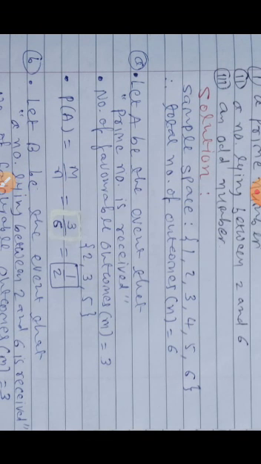Whatever main part should be written in inverted comma. Okay. Then number of favorable outcomes, M. M equal to 3. Why 3? Because prime numbers are 2, 3 and 5.